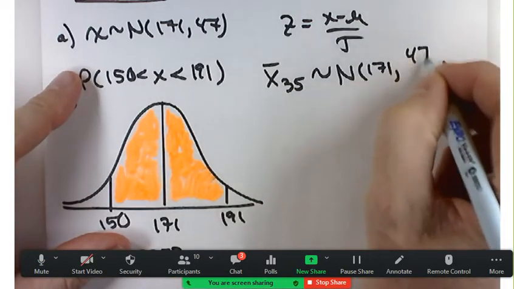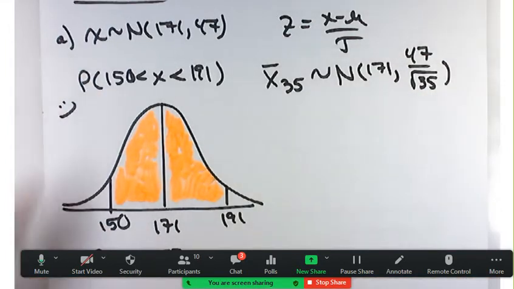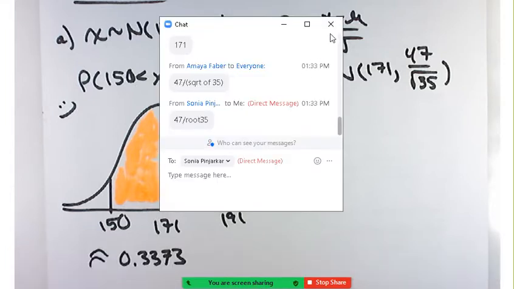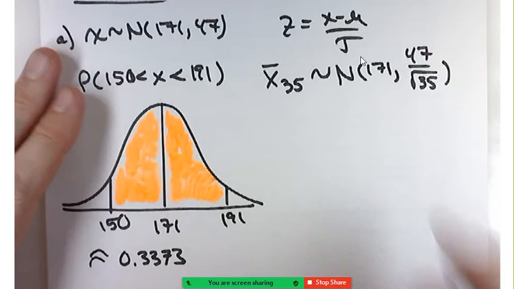Awesome. 47 divided by the square root of the sample size, which is 35. Well done. Well done. And a couple people in the chat getting me that one. Good job. Now, if you do that, you're going to get about 7.94 something, I think. All right. I'll show you a couple different ways that we can calculate this new distribution, or calculate the probability associated with this new distribution.